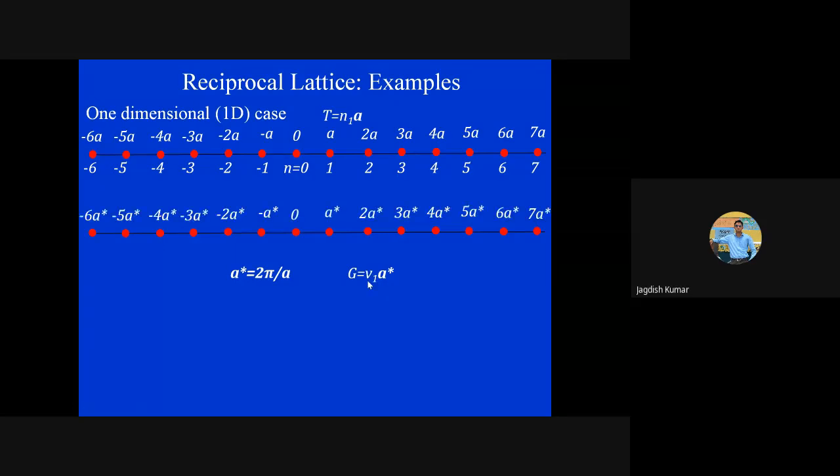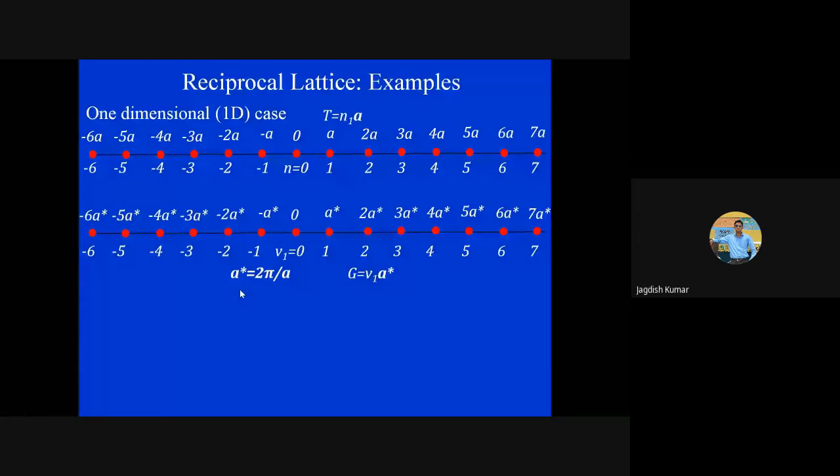So how will the points in the reciprocal lattice look? If one point is at, say, 0, the reference, there will be another point at A star, 2A star, 3A star. So this is the reciprocal lattice vector. That is how we can establish the relationship between real and reciprocal space lattice.